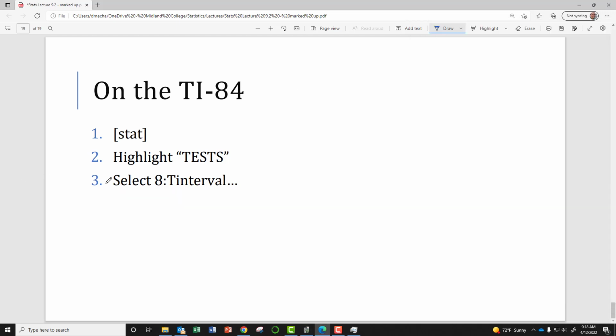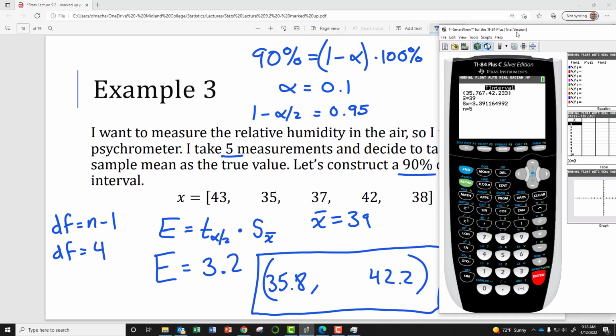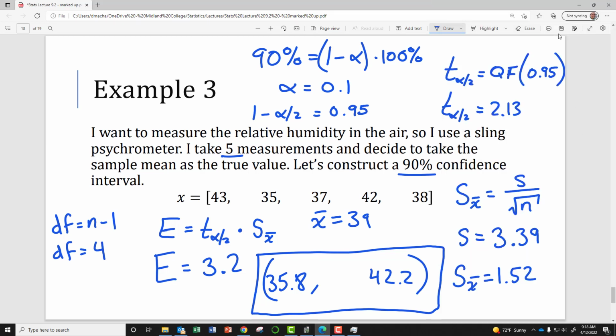And so using the calculator shortcut, we got a lower bound of 35.8, which is what we have here, and an upper bound of 42.2, which is again what we got just a moment ago for example 3.